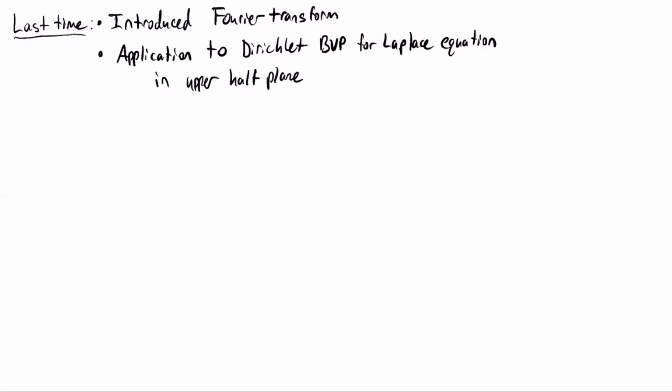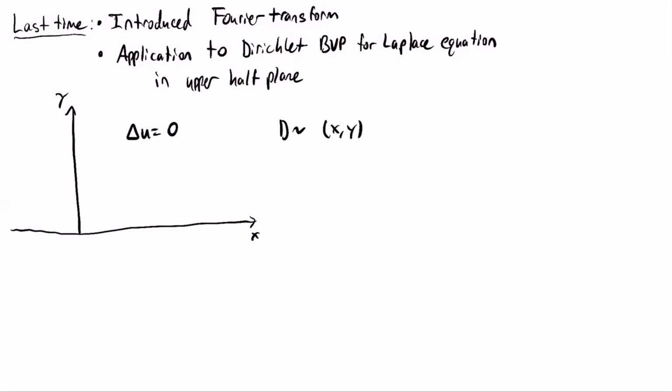And then in the second part of the lecture, we're going to discuss how to use the Fourier transform to study the Schrodinger equation from quantum physics. And so just briefly remembering, what is the Dirichlet problem for Laplace equation in the upper half plane? Well, we're looking at the equation Laplacian of u is equal to 0 in 2 dimensions. And so our domain is going to be the upper half plane, which is all points x, y with y positive.